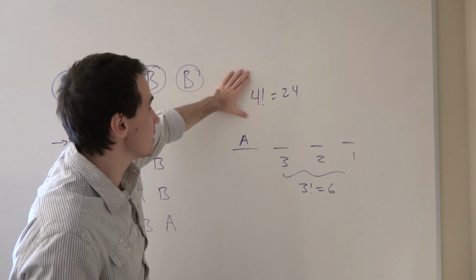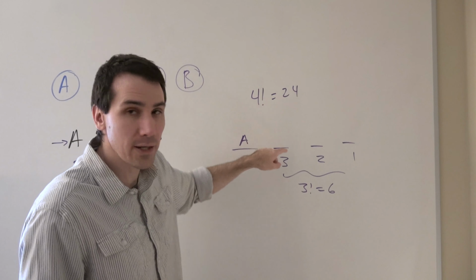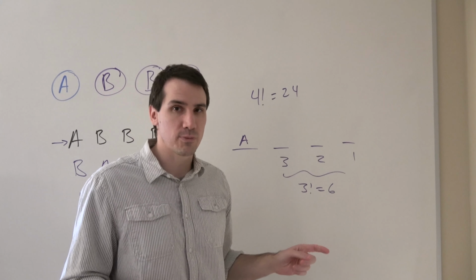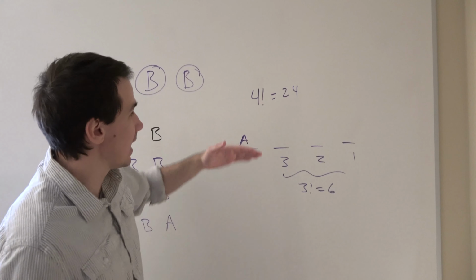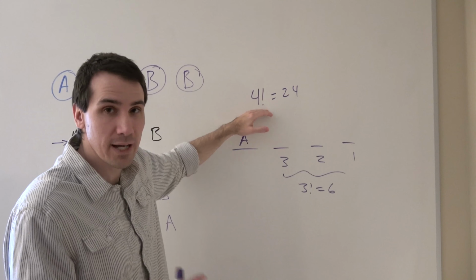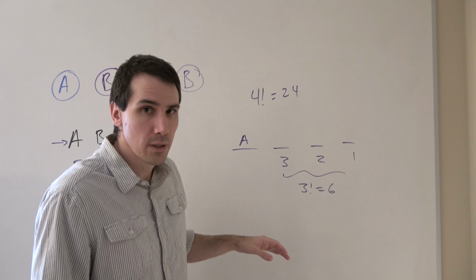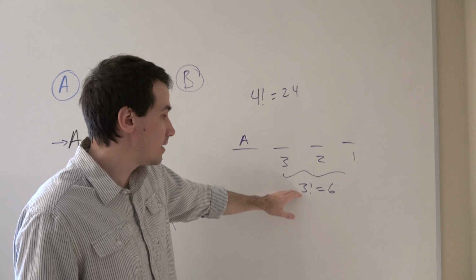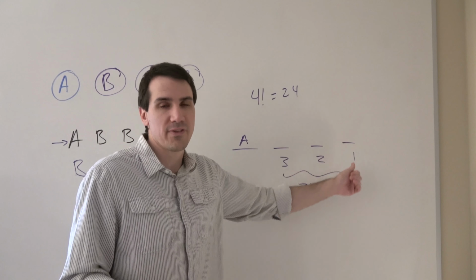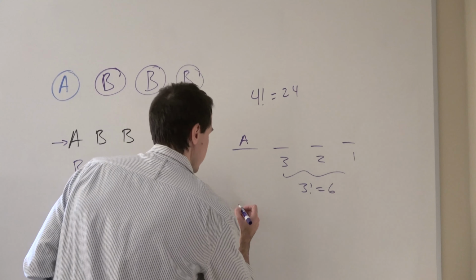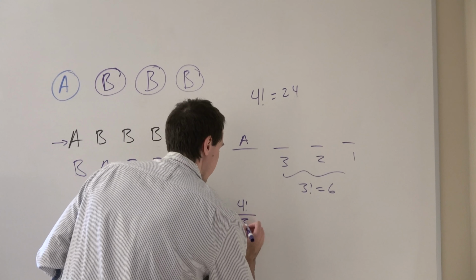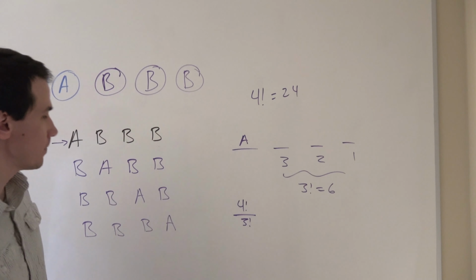So in this 4 factorial, I have counted as if I could tell the difference between all of those B's, but I can't. And the way that I fix that is I actually divide my 4 factorial through by the factorial of the number of objects I can't tell the difference between. That is 4 factorial divided by 3 factorial.